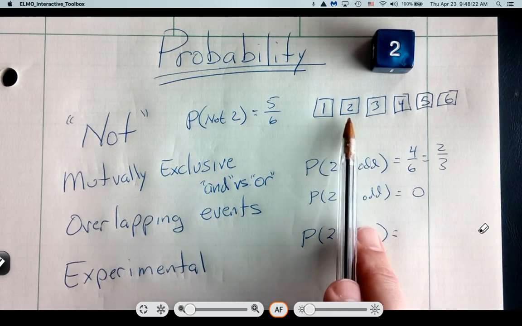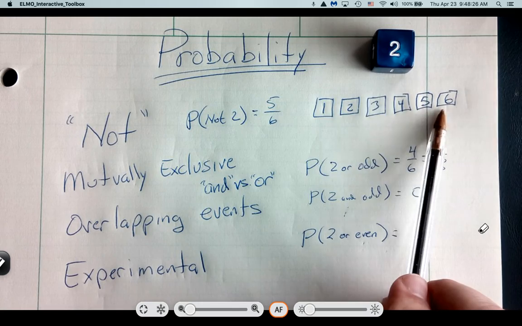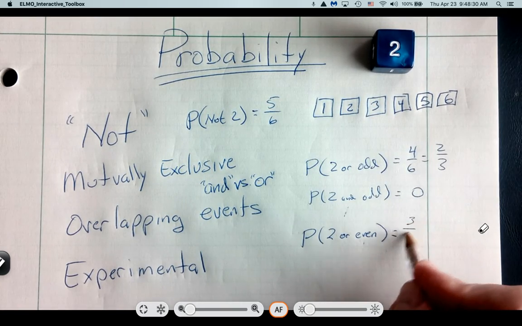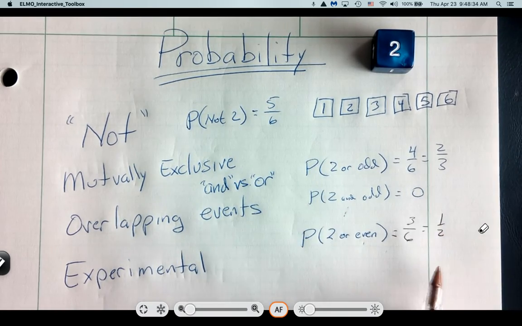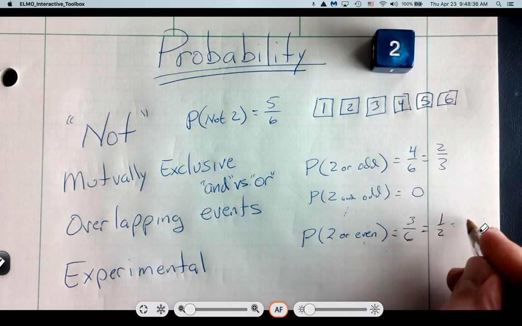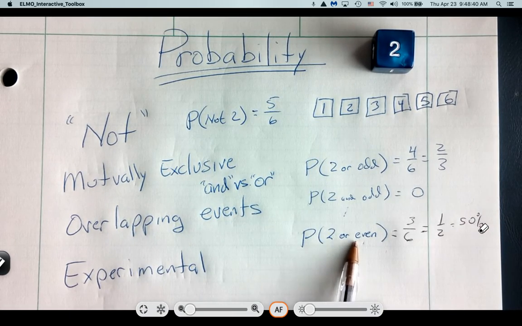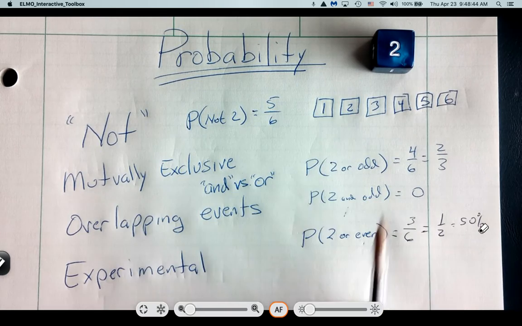So you'd say, all right, there's 1 chance in rolling the 2, and then there's 2 other numbers that are even, or there's a total of 3 out of 6 of rolling a 2 or an even, or a 1/2 or 50% probability of rolling a 2 or an even. So be careful with overlapping that you don't double count some of those numbers.